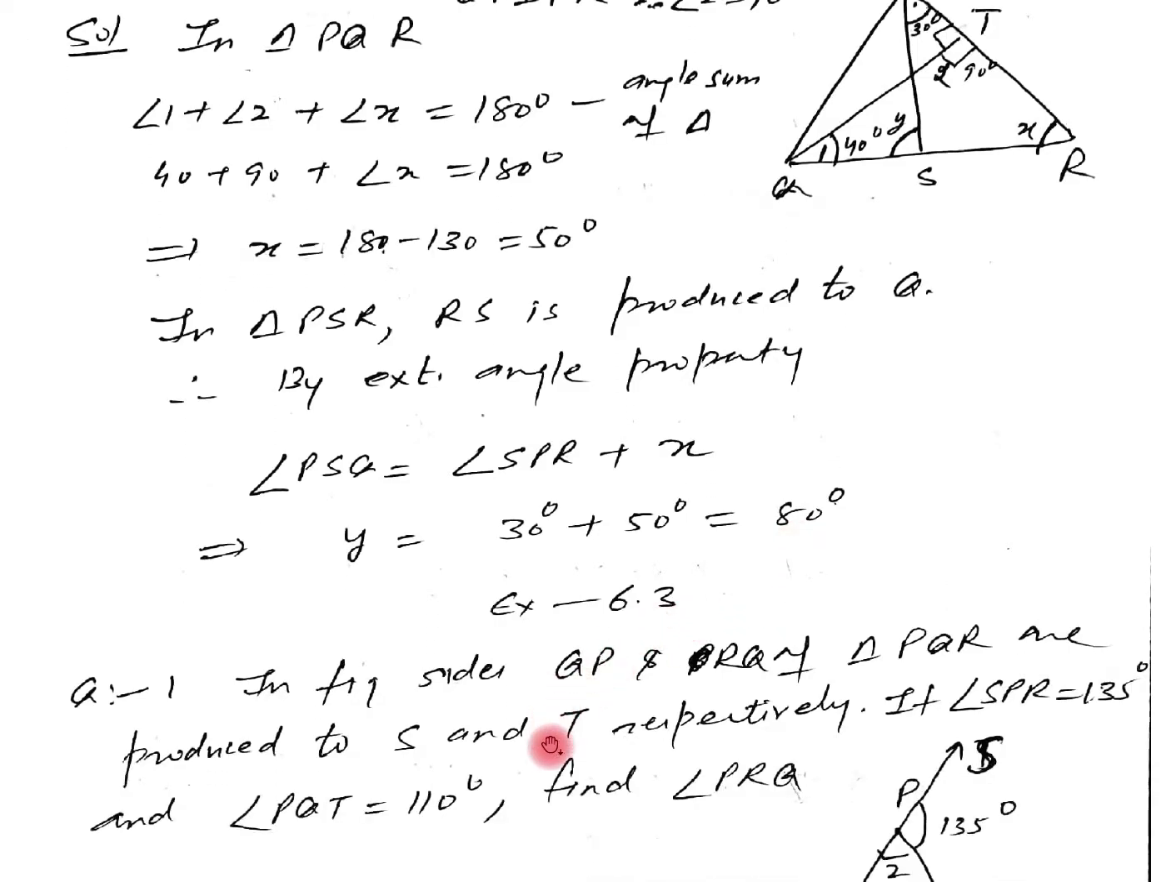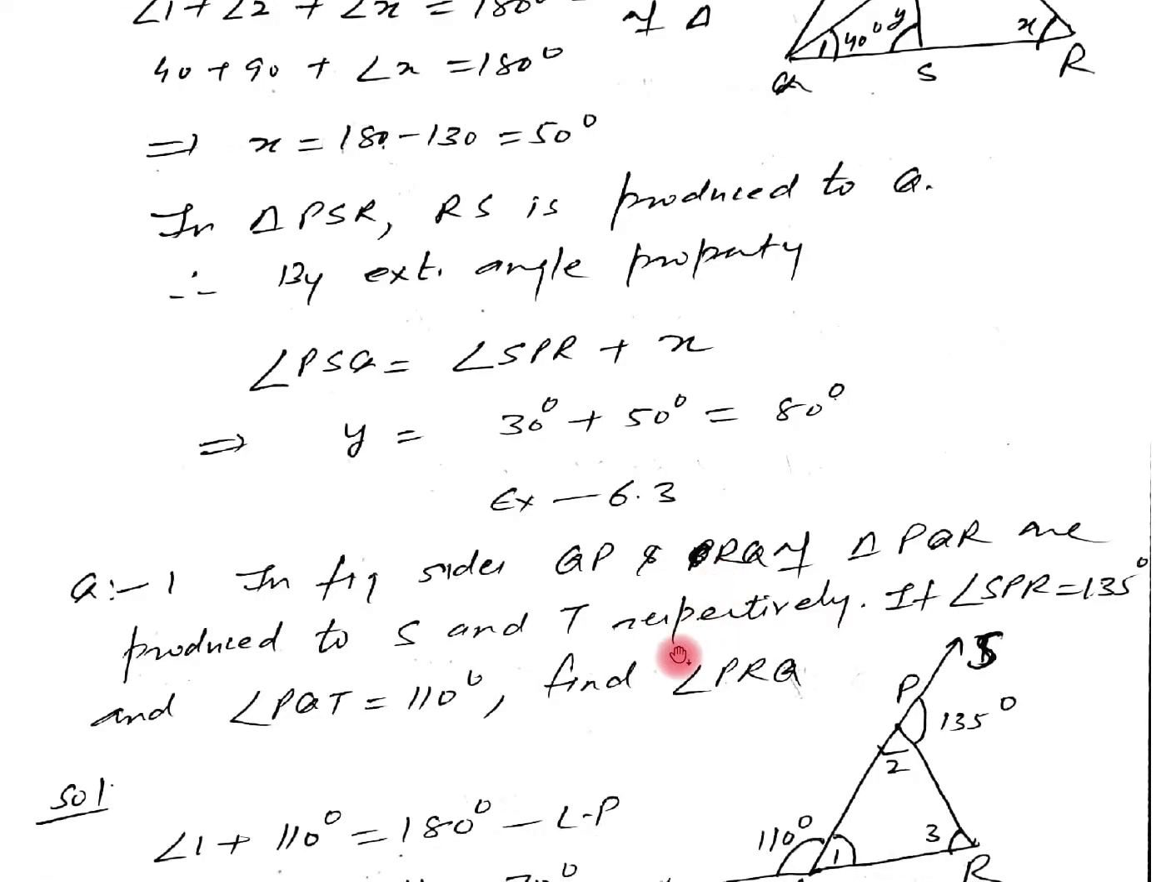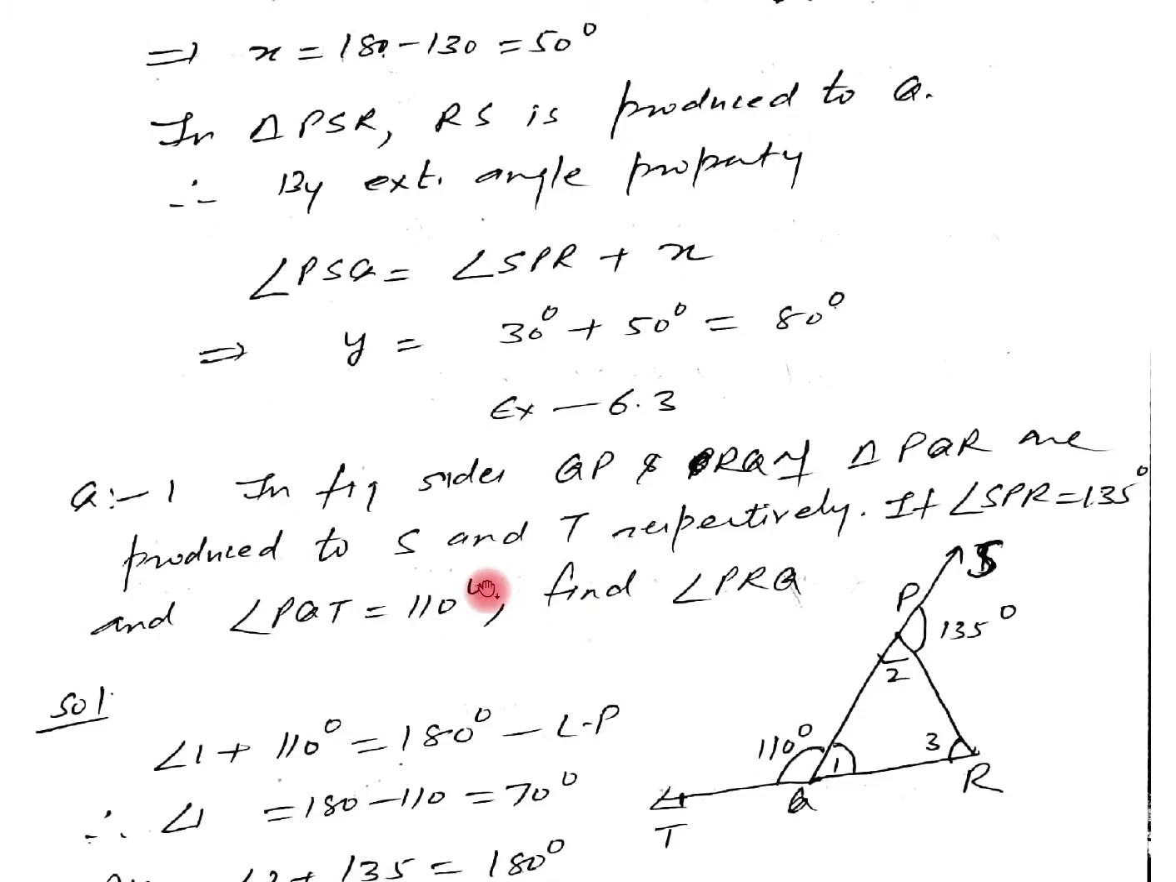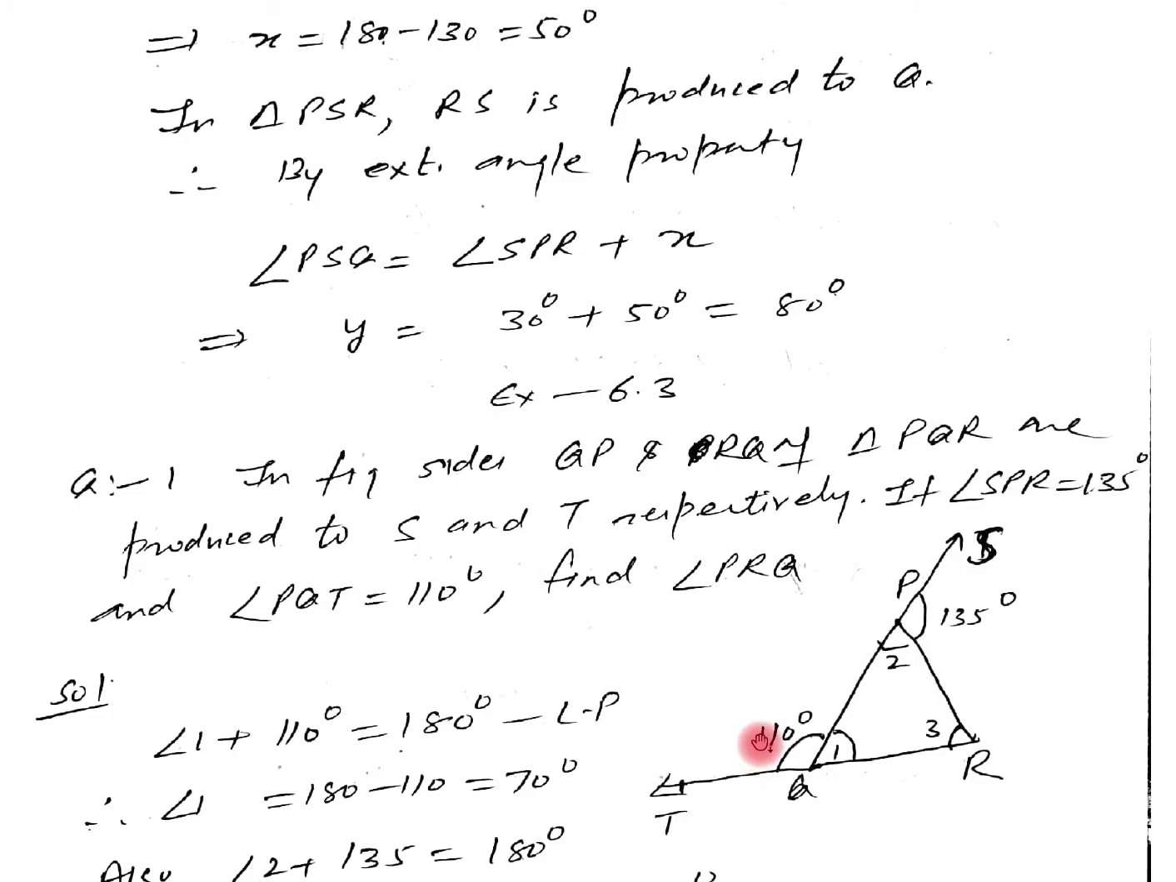Now let us see the question of exercise 6.3. Here again the figure is given. It's a very simple question. Sides QP and RQ of this triangle are produced to S and T. This side is produced to S, this side is produced to T, and when we produce a side, exterior angles are always formed. This angle is given to be 135 degrees, and this angle is given to be 110 degrees. We have to find out angle PRQ.